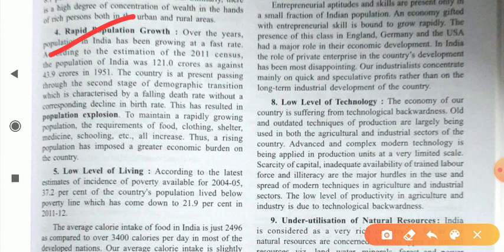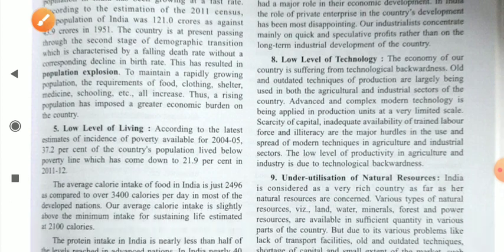So the population growth is too high in our country, and if population growth is high, then it simply represents that the need for food, clothes, shelter, medicines, and schools also increases. And we know that we have limited resources, so with these limited resources it's not possible to fulfill the needs of every individual. That's why we are an underdeveloped economy or underdeveloped country.